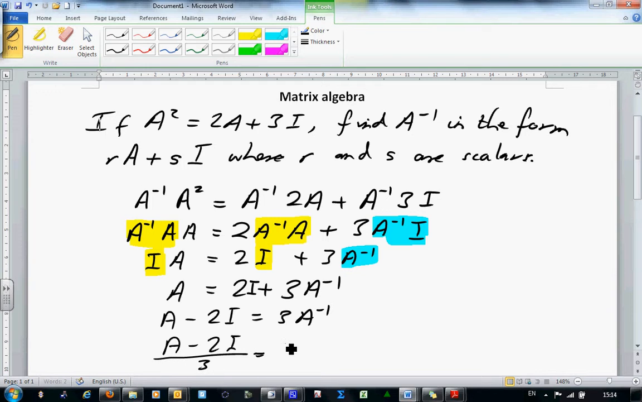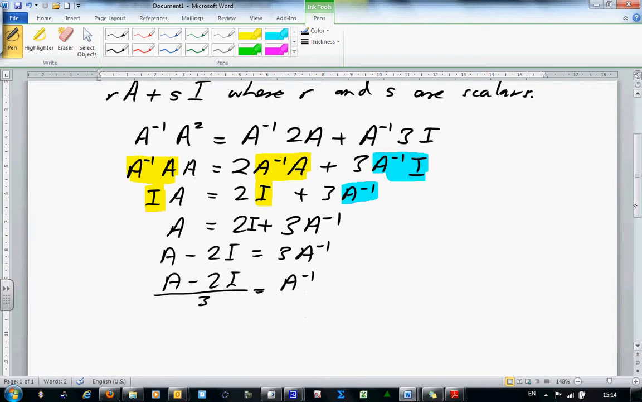Now let's have a look at what we've got. We've got to find R and S. We can't go any further with it, but we can say this. Let's just write this in a slightly different form, which is 1/3 of A minus 2/3 of I, just by splitting that fraction up. Okay, this implies then that R, the scalar R, is 1/3 and S is negative 2/3.